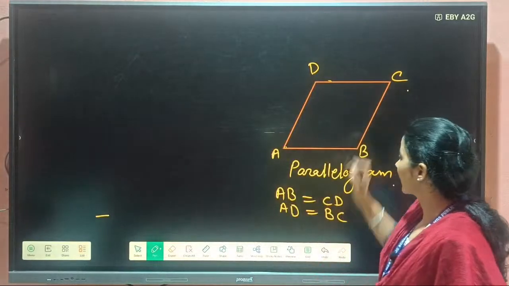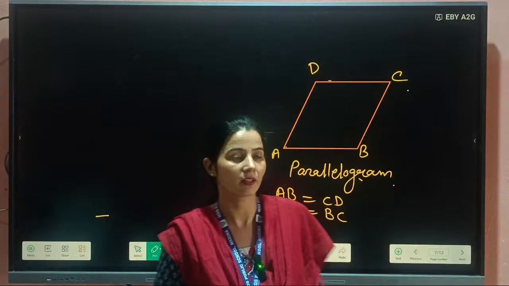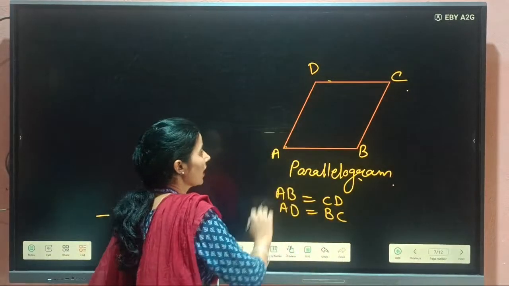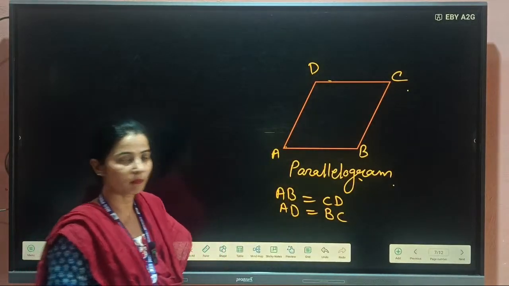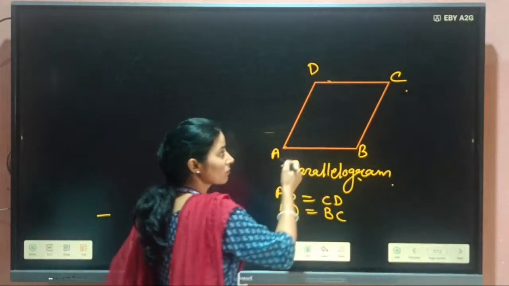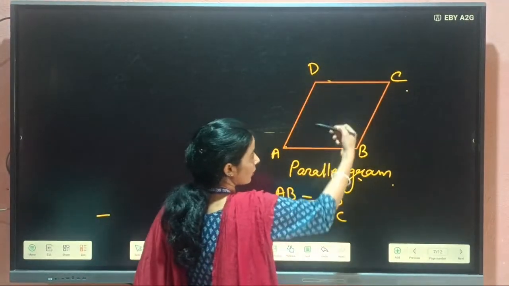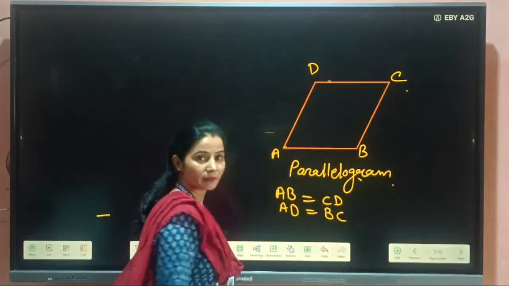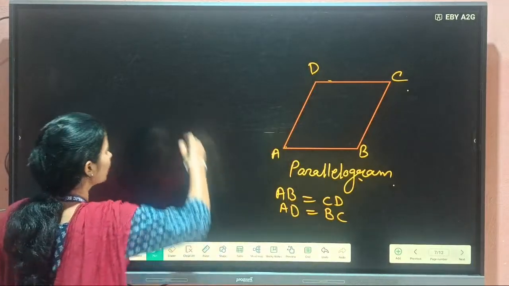Next, diagonals bisect each other, but diagonals are not equal in length. Now we want to find its perimeter and area. Perimeter is the sum of the lengths of all these boundaries, and area is the region enclosed by this parallelogram ABCD. Let us see how we can find its perimeter.